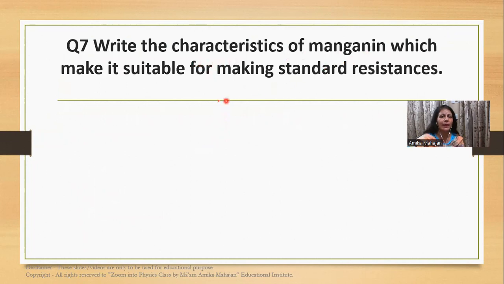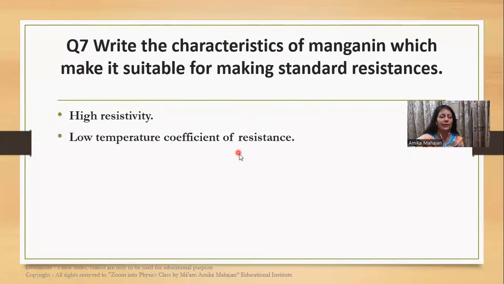Write the characteristics of manganin which make it suitable for making standard resistances. For standard resistance, resistivity should be high and the temperature coefficient of resistance should be low, and this is found in case of manganin.